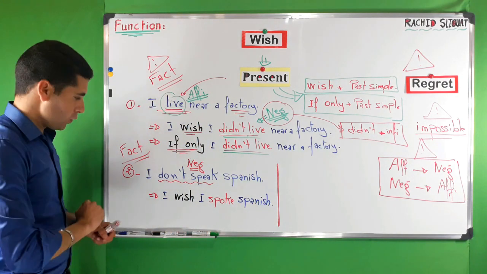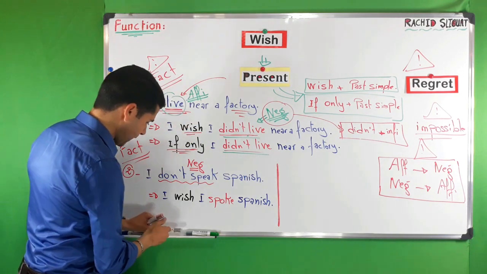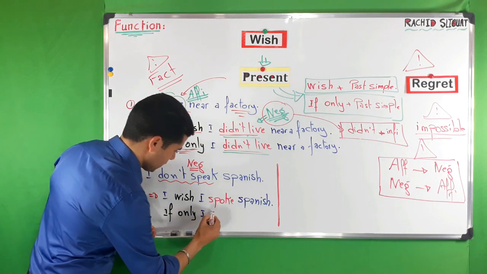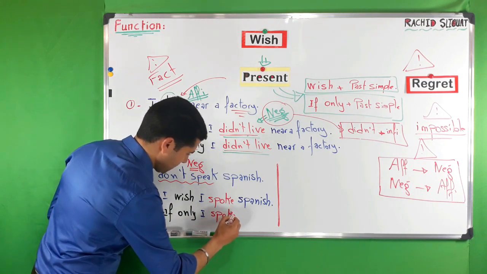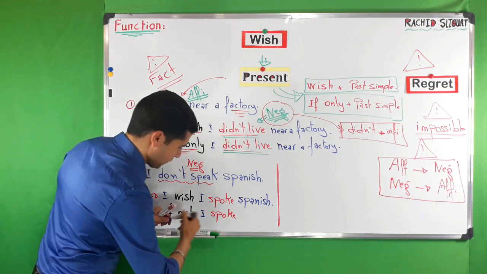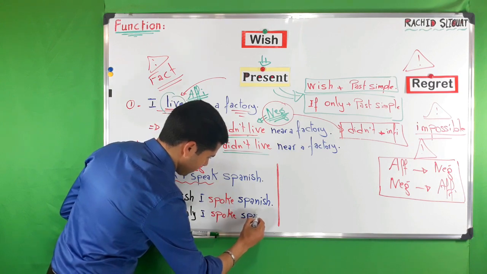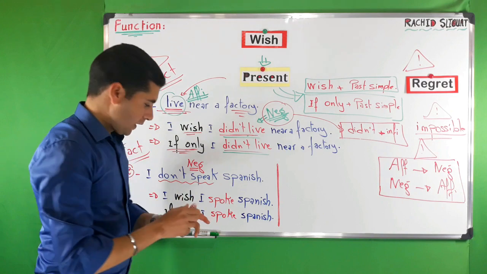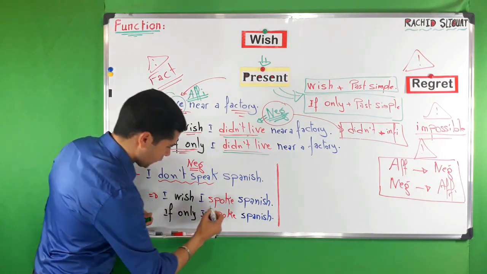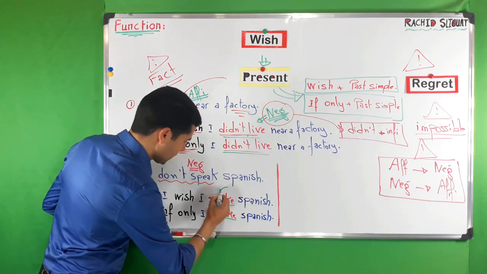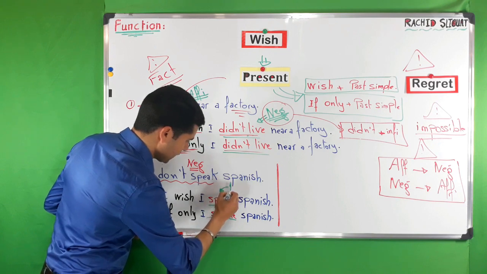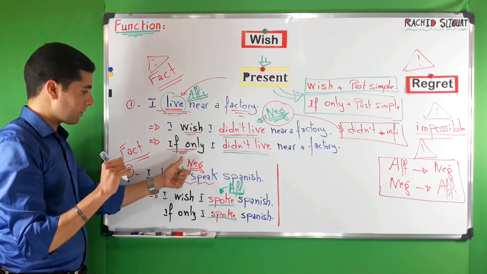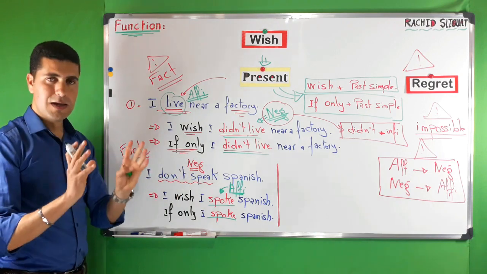Now we can also say, for example, with if only, we can say, if only I spoke Spanish. If only I spoke Spanish. Now here, as you can see, this is actually the affirmative. It is affirmative. Why? Why is this affirmative? Very simply because the fact is negative, okay?